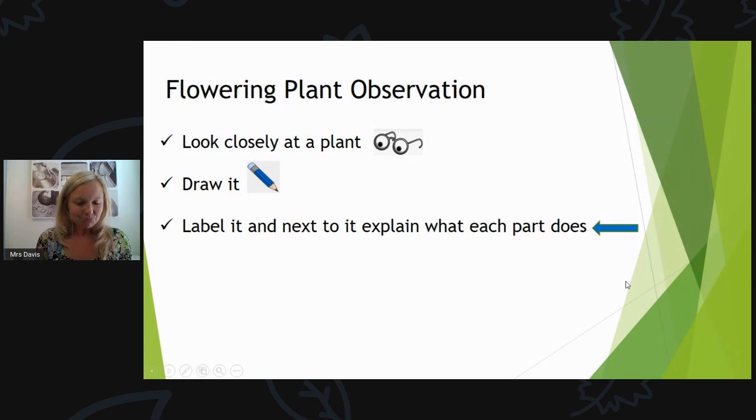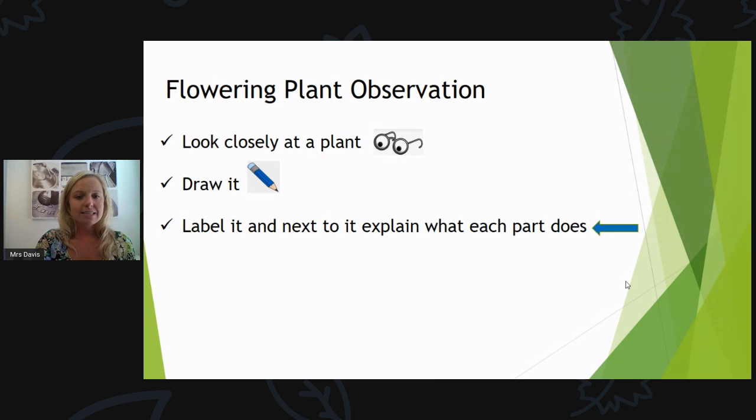Okay, so it's your turn. I'd like you to look closely at a plant, okay? I'd like you to draw it and label it. And next to each, maybe if you could explain what each part does. Now, guys, if you have the chance to, if you've got a garden and you can go outside and there's a flower there or a plant for you to look really closely at and draw, please do. That would be wonderful. If you don't, though, it doesn't matter.